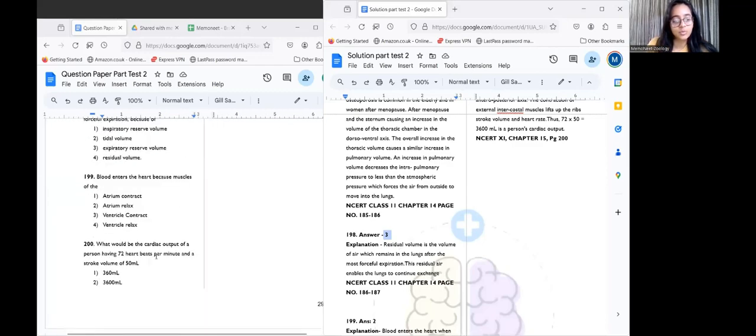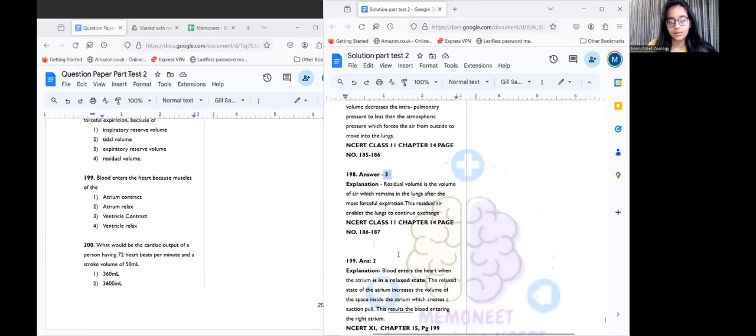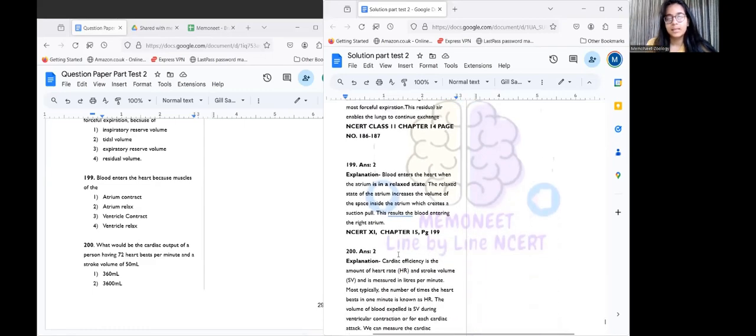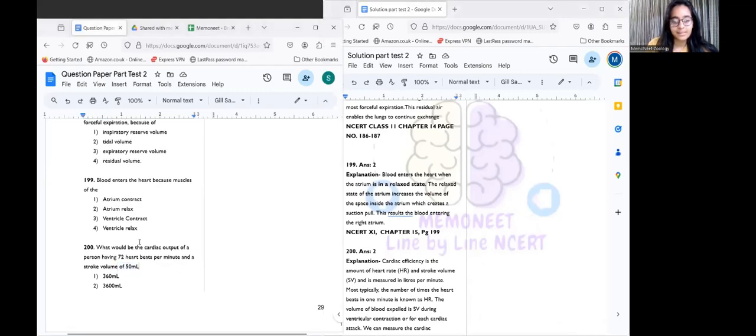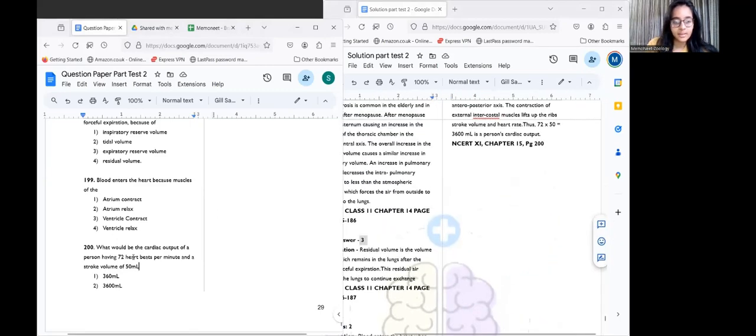For the last question, the 200th question, it's a numerical type question. What would be the cardiac output of a person having 72 beats per minute heart rate and a stroke volume of 50 milliliter? Cardiac output is the amount of blood pumped by the heart, defined as the product of the heart rate and the stroke volume. The heart rate here is 72 beats per minute and the stroke volume is 50. When we multiply 72 into 50, the answer will be 3600 milliliter as the cardiac output.